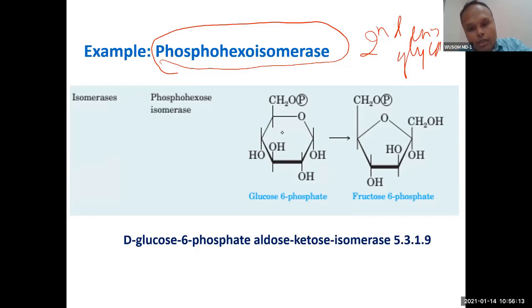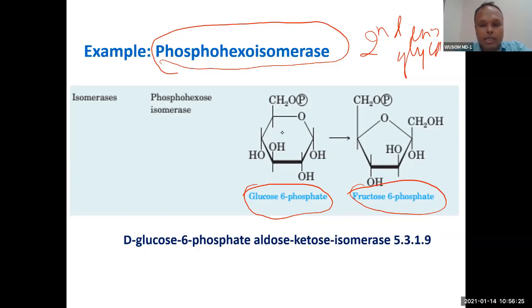Second enzyme of glycolysis. You can see this phosphohexoisomerase. Here you can see glucose 6-phosphate is being converted into fructose 6-phosphate by this enzyme. That is why this is isomerase.